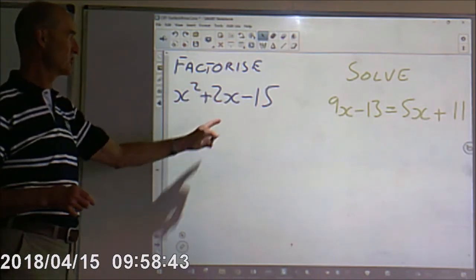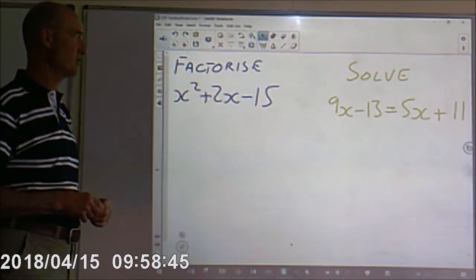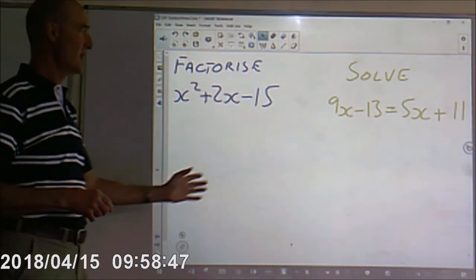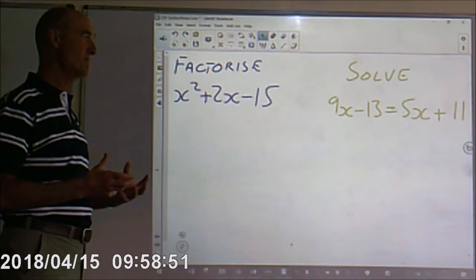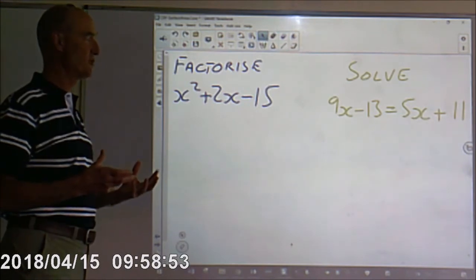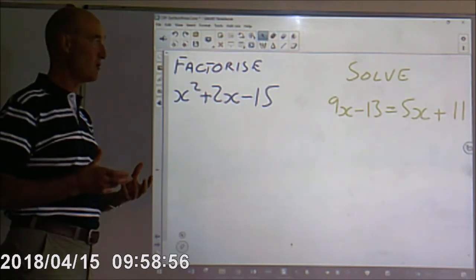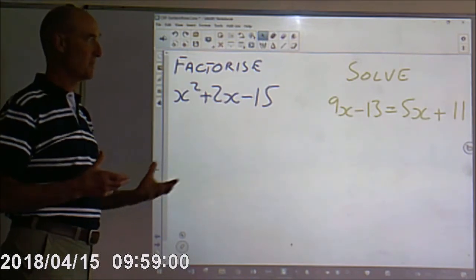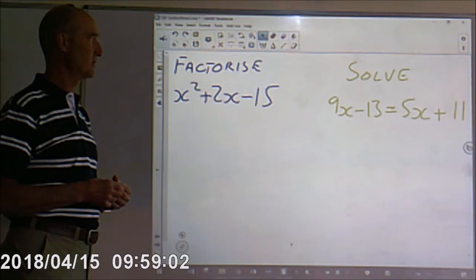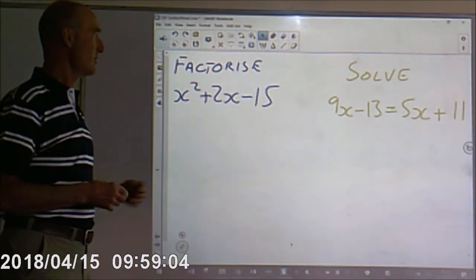Factorising this expression here, it's a quadratic expression, so factorising that, and then solving an equation there. If you can't do them, that's absolutely fine. I'll be going through them in a minute. So if you want to pause the video, having copied down those two examples, when you start up again, I'll be going through the solutions for you. Okay, the solutions.